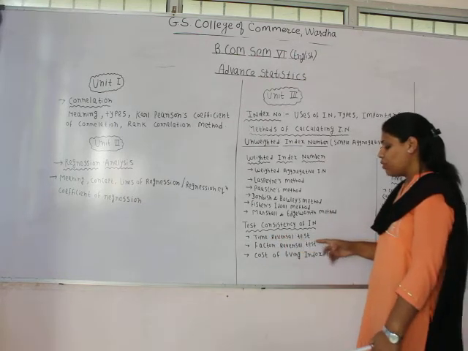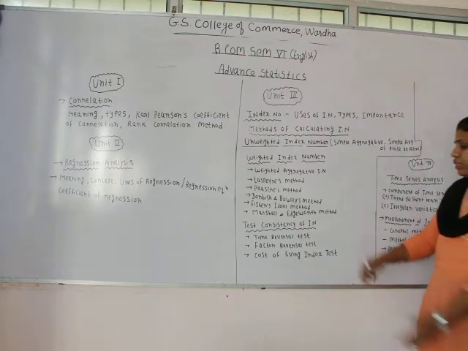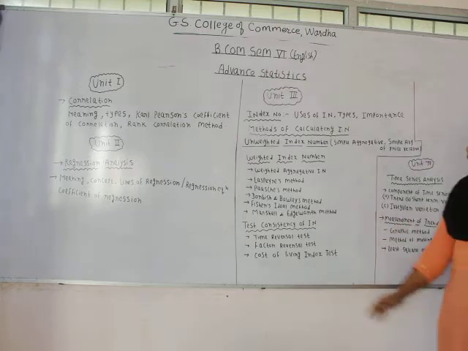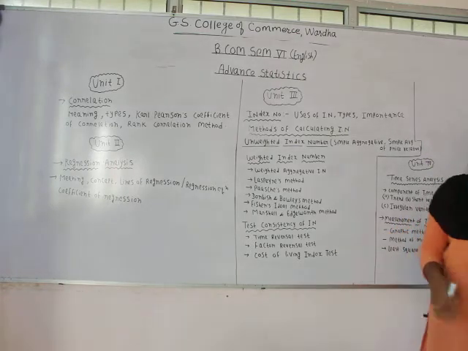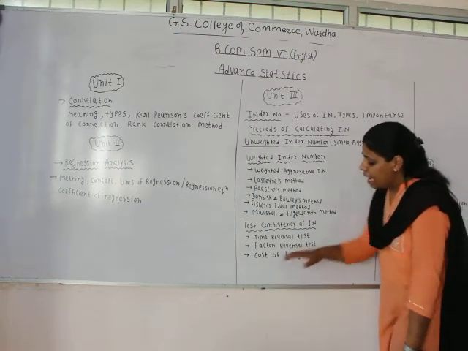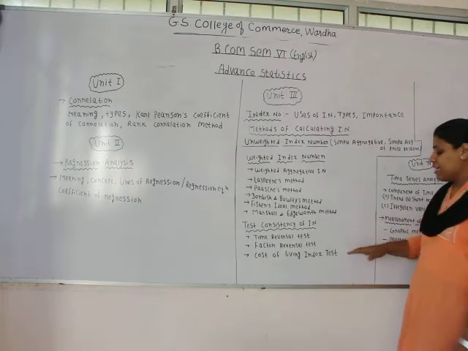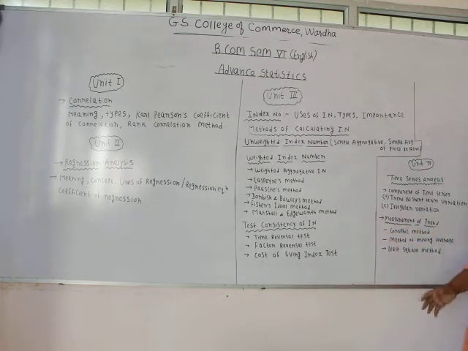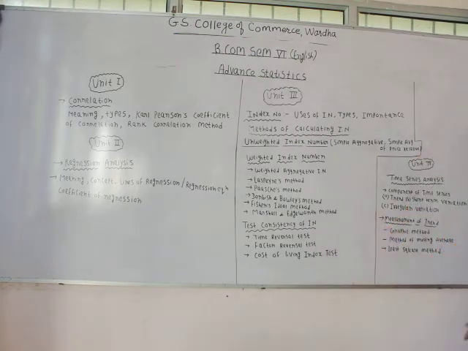So basically in our syllabus we are given three methods. First one is time reversal test. So here we are going to see some numericals related to the time reversal test. The second one we have over here is factor reversal test. So again we will see some numericals related to factor reversal test. And the third method that we are going to see here is cost of living index test. So again here we will see some numerical problems to understand this cost of living index test.